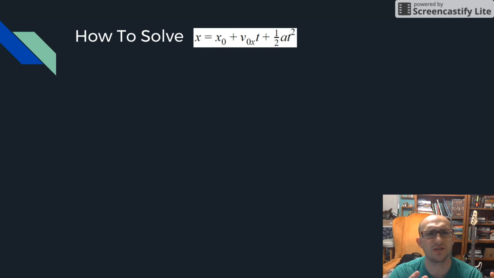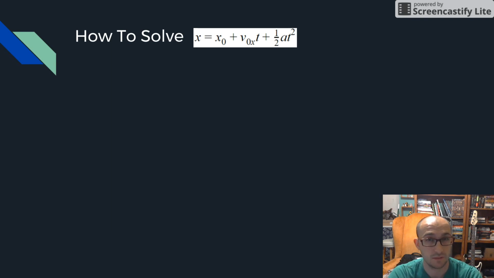Then you subtract 1/2 at squared from both sides of the equation, divide both sides by t, and you're done. Now, if you're solving for acceleration using this equation, same basic idea. I have displacement, I subtract v naught x t, then I have to multiply by 2, and divide by time squared. Here's where things get tricky though.